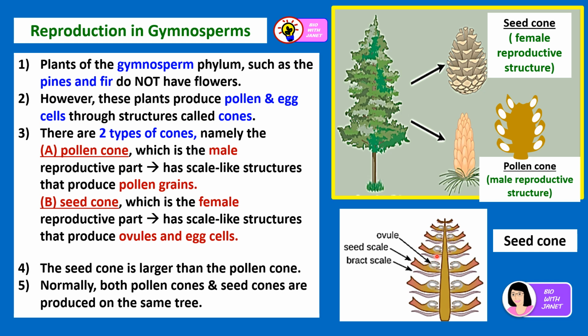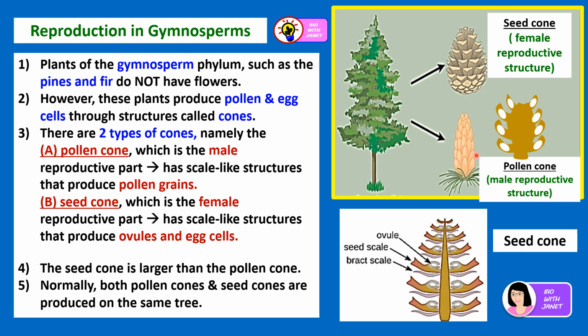Okay, the egg cells are in the ovule, and the egg cells are waiting to be fertilized by the male gamete from the pollen cone, right? So there's no fruit to cover the seed. Now the seed cone is larger than the pollen cone. Okay, the seed cone, the female cone, is larger than the male cone or pollen cone.